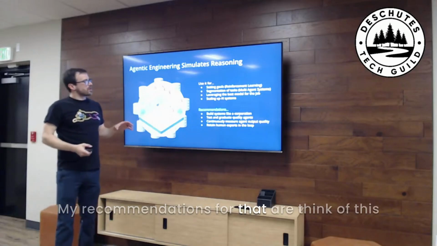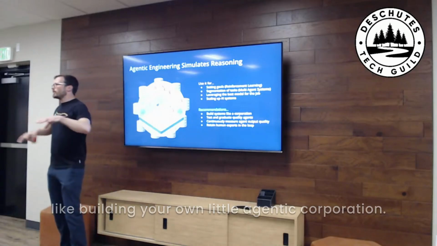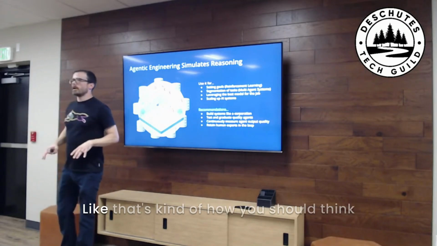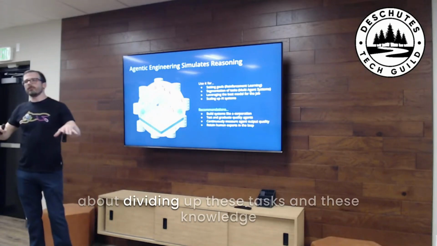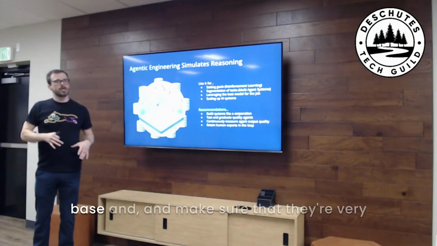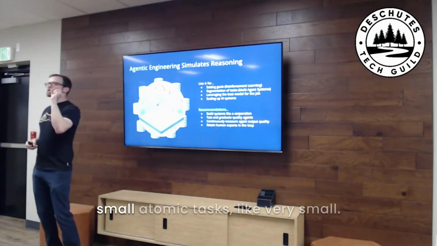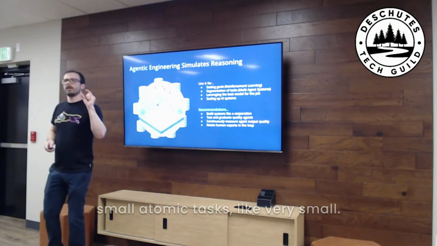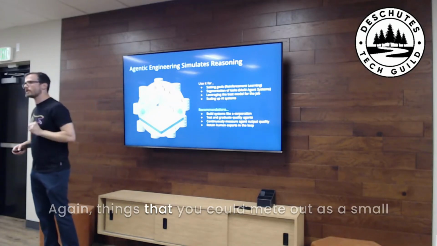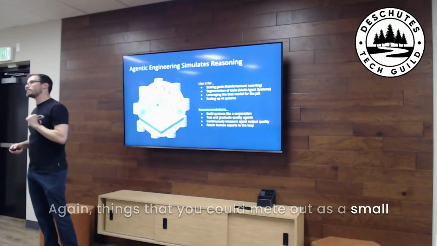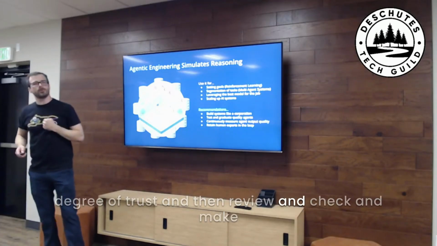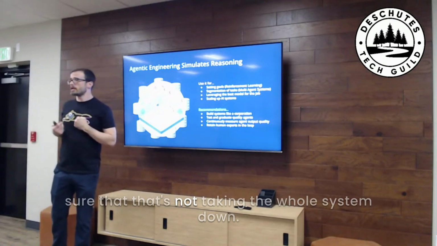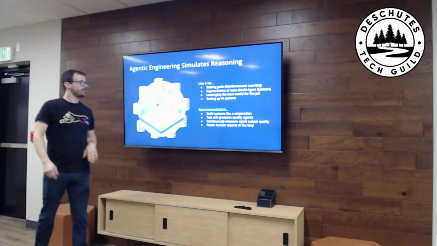My recommendations for that are think of this like building your own little agentic corporation. That's kind of how you should think about dividing up these tasks and these knowledge bases, and make sure that they're very small atomic tasks. Very small, again, things that you could mete out a small degree of trust and then review and check and make sure that that's not taking the whole system down.